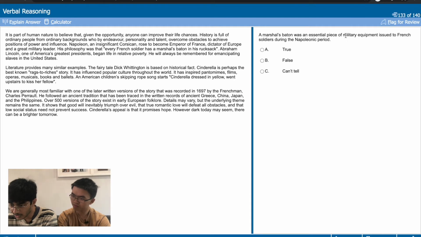A martial baton was an essential piece. Okay, so highlighting that, of military equipment. It's just the French soldiers during the Napoleonic period. Okay, so I saw Napoleon here. So I'm looking at the first paragraph.